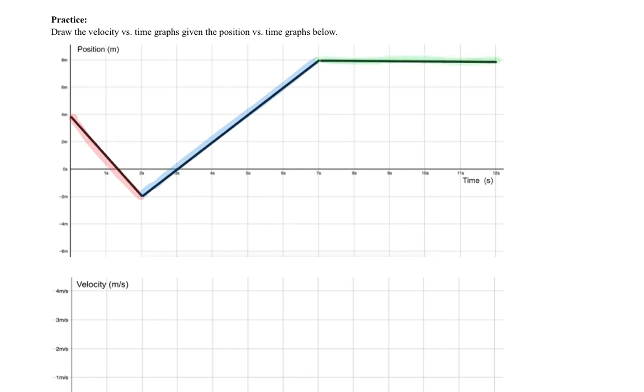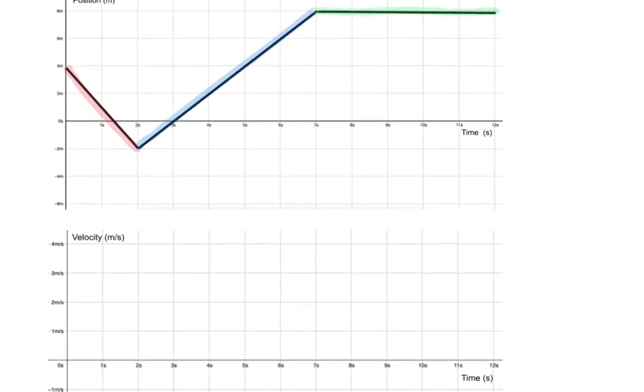Now what I suggest is that you go ahead and try this before you watch the rest of this video. So pause the video right now and try to graph the velocity graph. And then when you're done with that, start the video again and we'll go through it together. Okay, so pause the video now, try it on your own. All right, how'd you do? I hope you did great. All right, so let's take a look.